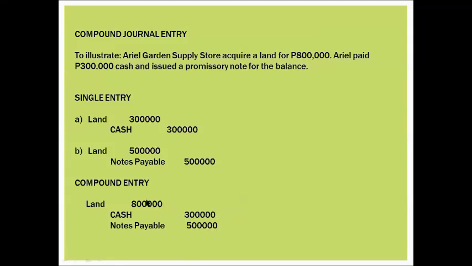So kung makikita mo, kapag compound siya, dapat balance pa rin yung debit natin sa ating credit. Kinompound lang natin siya, parang pinag-isa lang natin siya para hindi na tayo gagawa ng dalawang single entry dito. So, ganun si compound journal entry. Pwedeng may dalawang debit, pwedeng may dalawang credit, or pwedeng dalawang debit or dalawang credit.